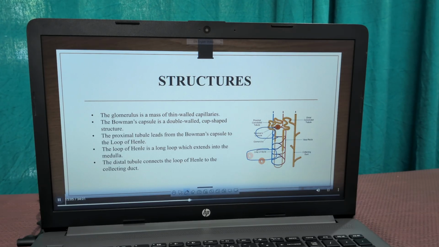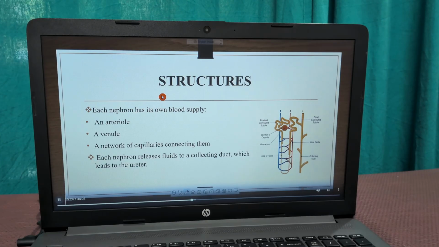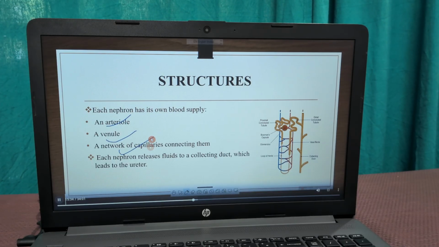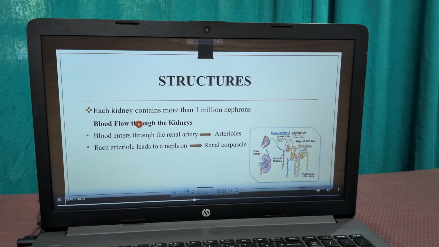Now, the proximal tubule leads from the Bowman's capsule to the loop of Henle. From here, it reaches the loop of Henle, a long loop which extends into the medulla. The distal tubule connects the loop of Henle to the collecting duct. This is the collecting duct. So this is the structure of the nephron. Each nephron receives its own blood supply from the arteriole, venule and the network of capillaries. Each nephron releases fluids to the collecting duct, which leads to the ureter.